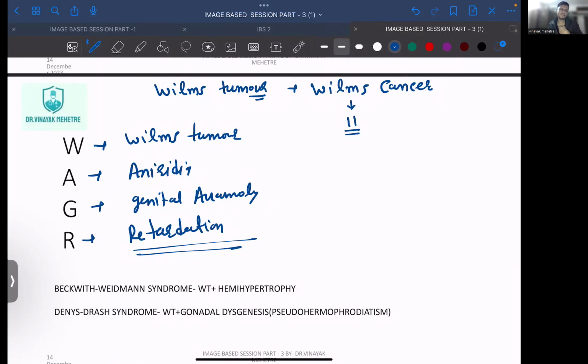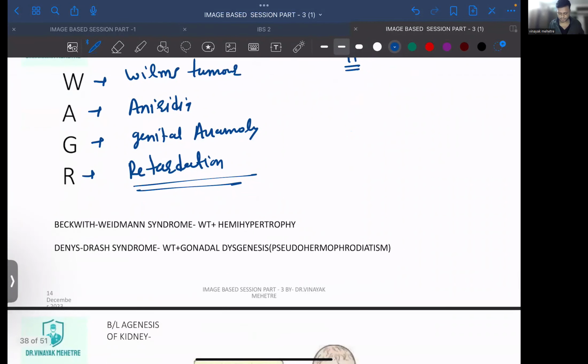And there are two more syndromes: Beckwith-Wiedemann syndrome and Denys-Drash syndrome. Okay, Beckwith-Wiedemann syndrome and Denys-Drash syndrome. You would have seen this in your OBG class and in patho class.